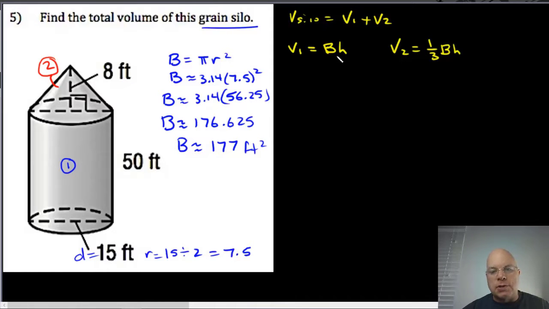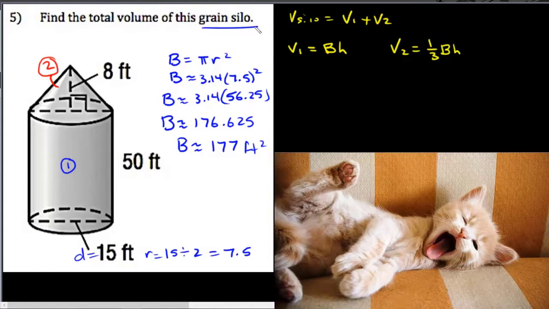Now, you substitute that into these formulas, and then substitute in the appropriate height for the cylinder and the cone, and then you should be able to finish this off. Try to do that during the pause, and then come back and see how you did. Paused.